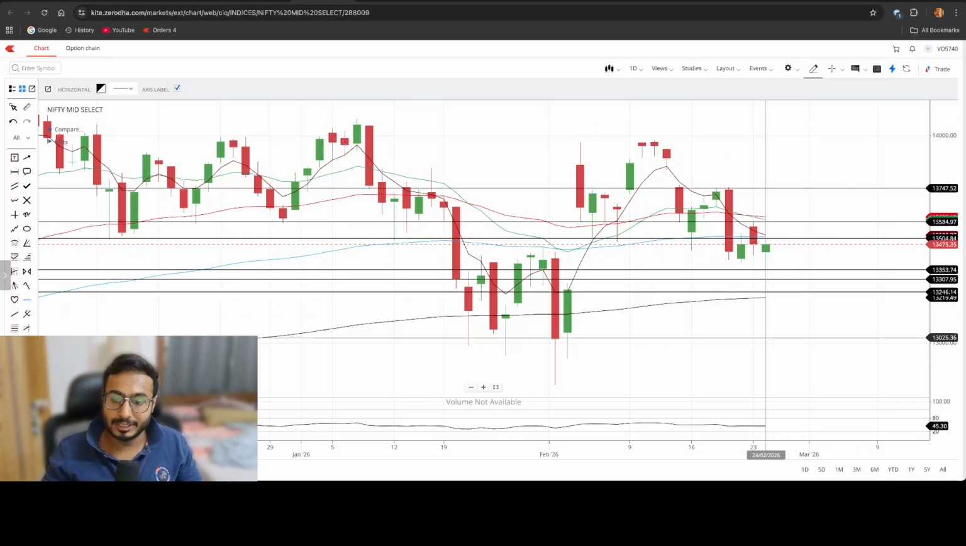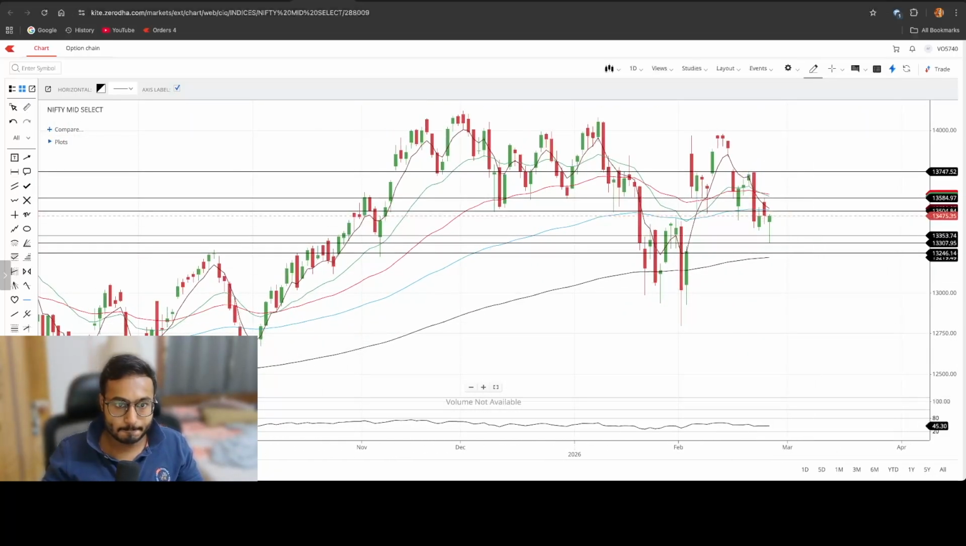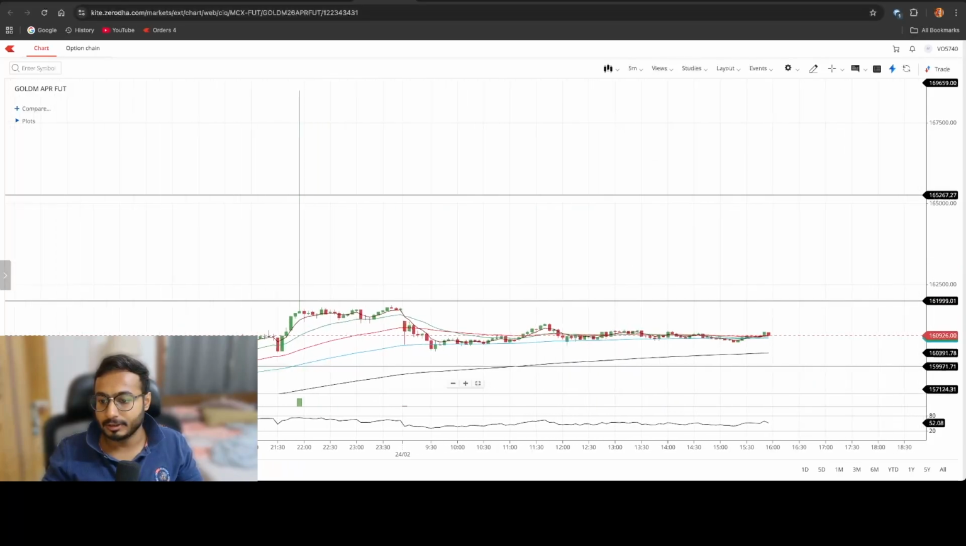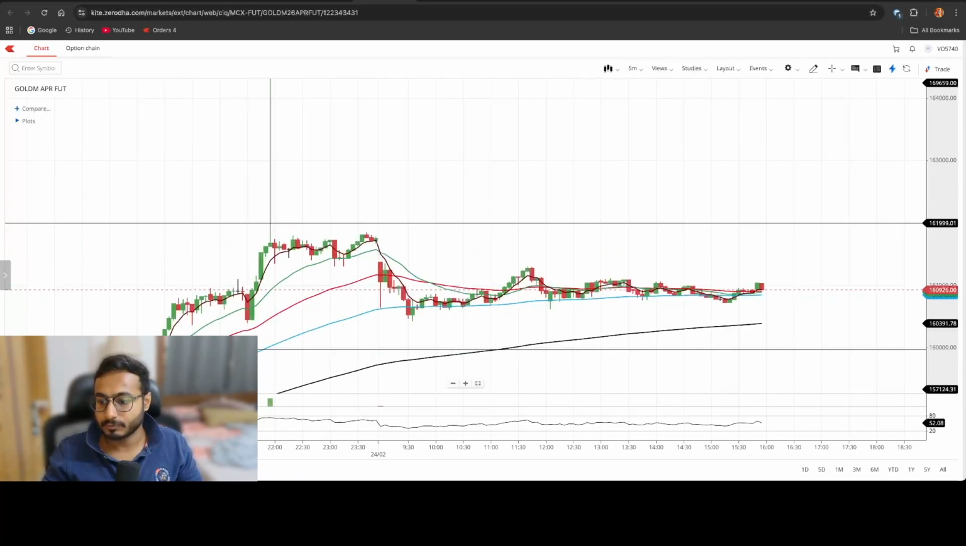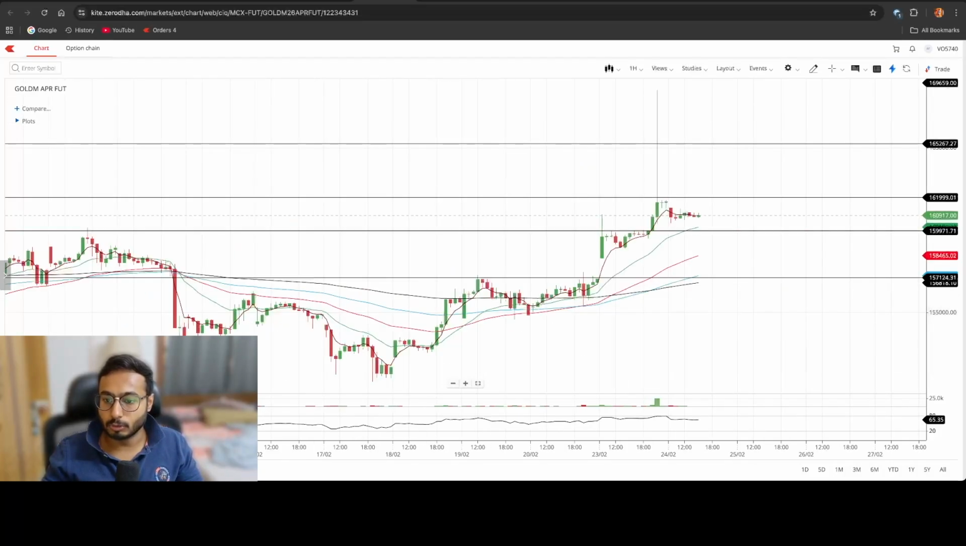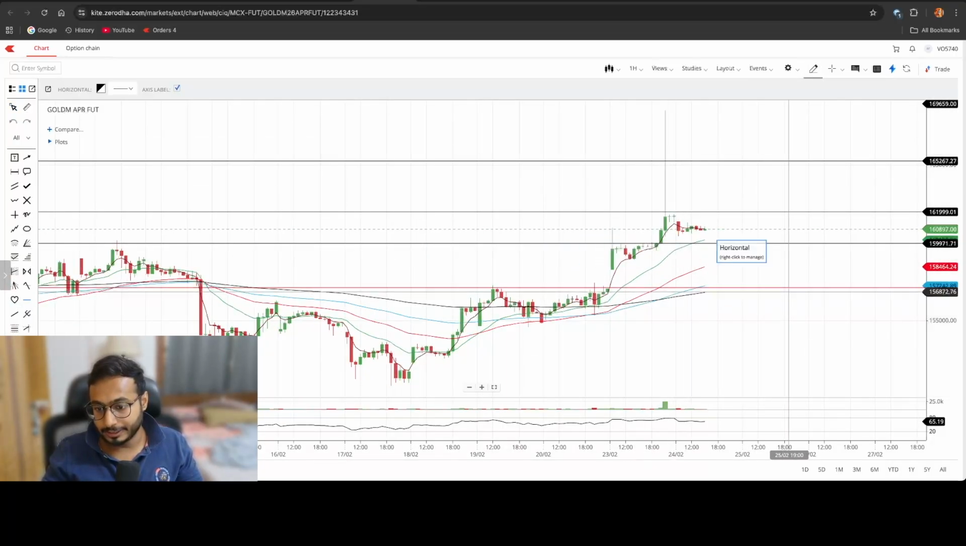I think mid cap Nifty has now covered the trade deal gap, right? Let's start the discussion for gold, silver, and crude, the commodity discussion.